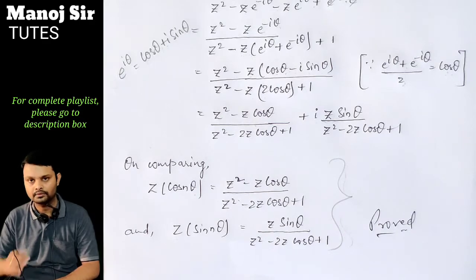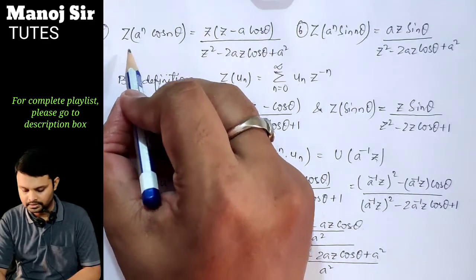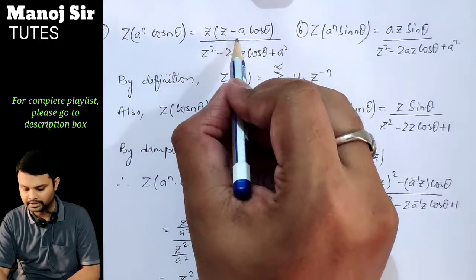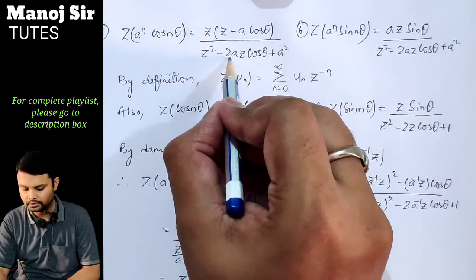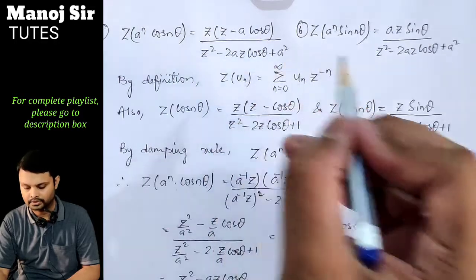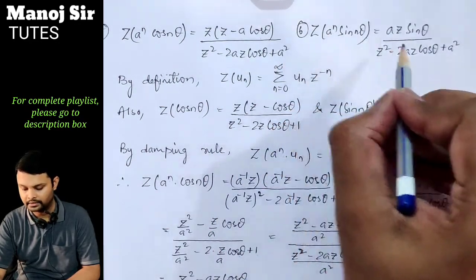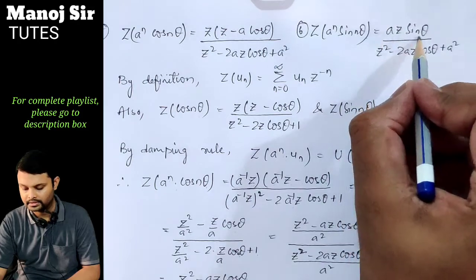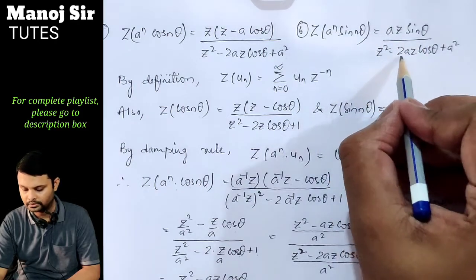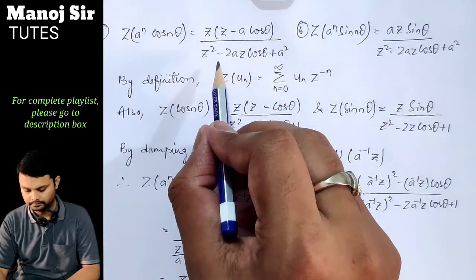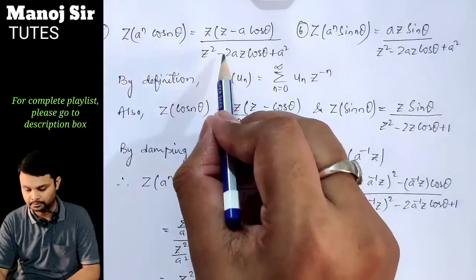Okay, now we'll come to the fifth and sixth part. Fifth part says Z transform of a to the power n cos n theta equals Z into Z minus a cos theta upon Z square minus 2aZ cos theta plus a square. In the same way, sixth part says Z transform of a to the power n sin n theta equals aZ sin theta upon Z square minus 2aZ cos theta plus a square. Okay, so we are going to solve, or we can say prove, both.